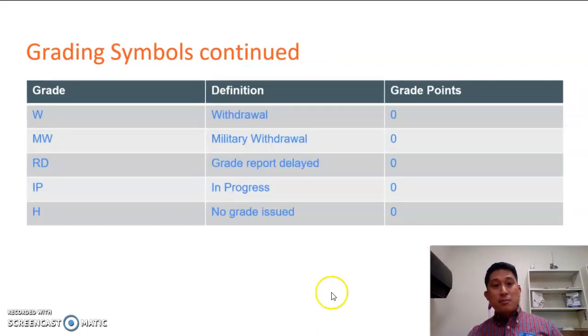Okay, and then here's a couple more. Withdrawal, military withdrawal, grade report delayed. In progress means the class is still going on. And no grade issued.